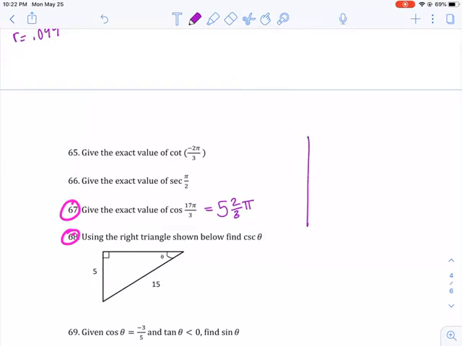Okay, so if you're on the circle, remember every time we go around, it's 2 pi. So 1 time around is 2 pi. 2 times around is 4 pi. I want to go 5 pi on 2 thirds more, which puts me there at negative pi over 3. And then we would go to the unit circle and figure out what the cosine is there.